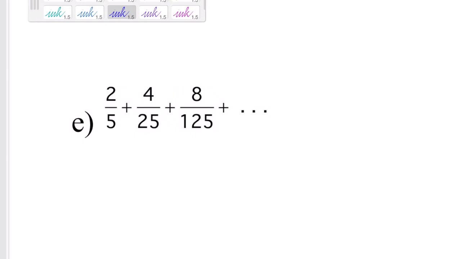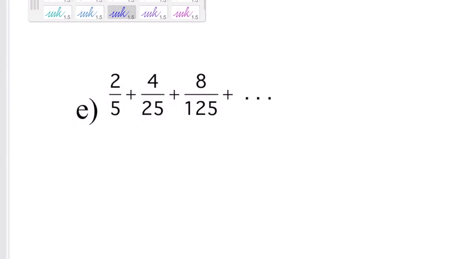This first one is very similar to ones we've done before, so I am going to fast forward through it, and then you can check your answers at the end.